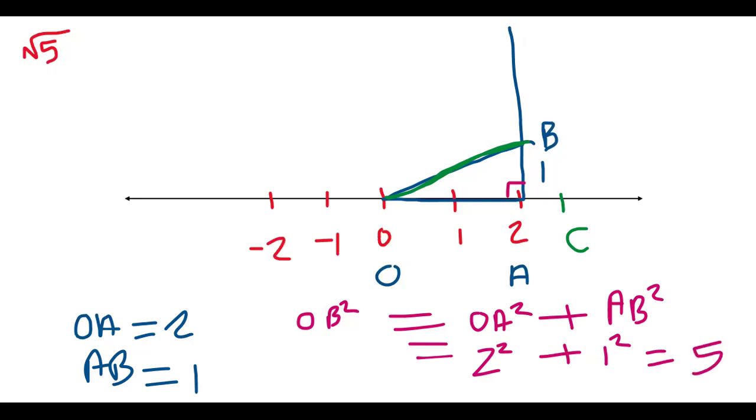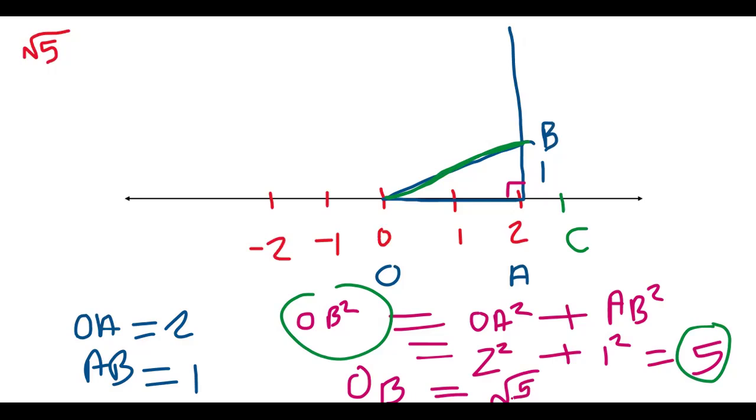Now we will take square root on both sides. So what will we get? We will get OB equal to root 5. Now again we will do the same thing. We will open our compass at a distance of OB, and we will draw an arc here, which we have drawn already.